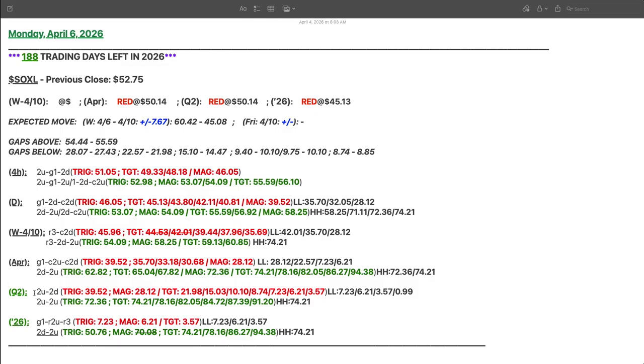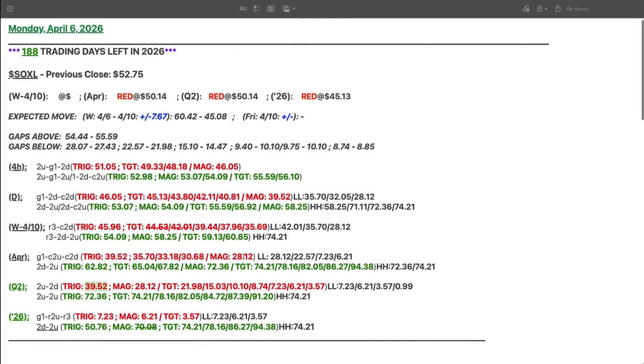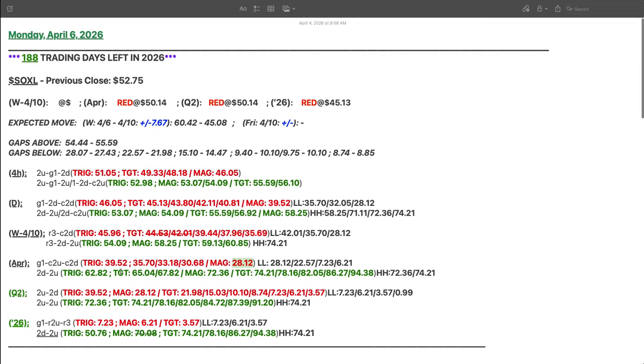All right, and we talked about on the quarter, we want to stay above that 39.52 level as well, because that magnitude on the monthly strat, 28.12, is the magnitude on the quarter strat as well. So want to stay above that 39.52 level if you're a bull. If you're a bear, you say bring it on and target that $28 level if we do get below that 39.52. Now, if we do get an extension of the 2 up pattern that we've been in, we've got to get above that 72.36 level, and then again, targets are all-time high 74.21 and beyond.